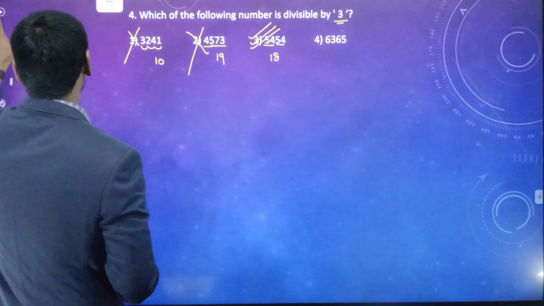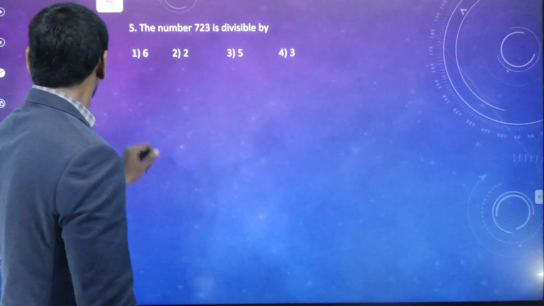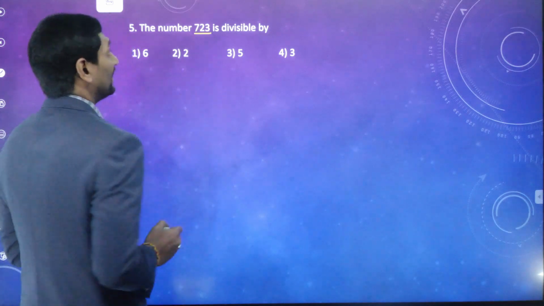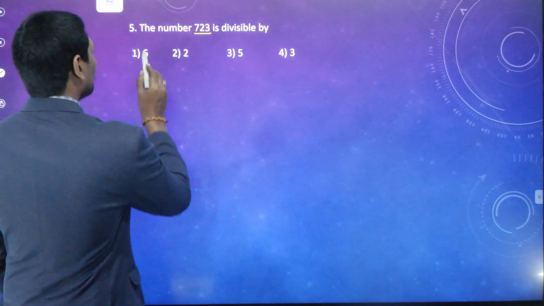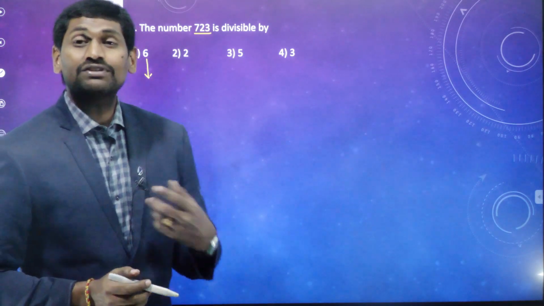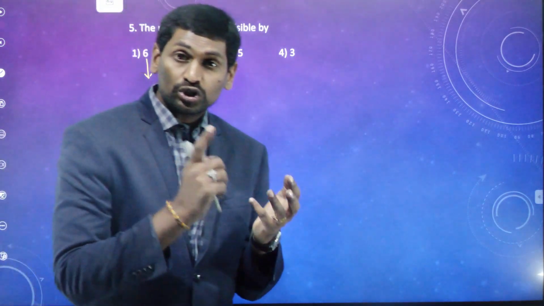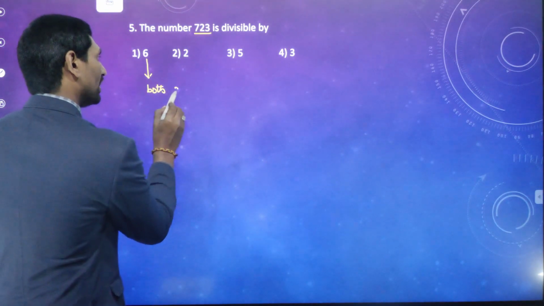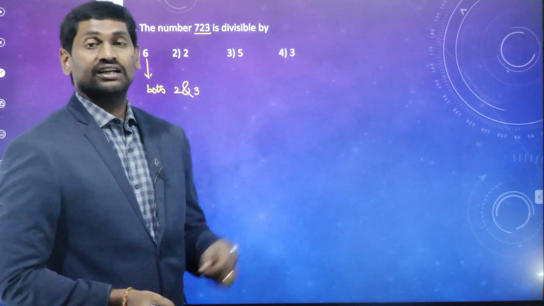Next question, question number 5. The fifth question is given that the number 723 is divisible by. Let us go through the options first. The first option is divisible by 6. What is the divisibility rule for 6? If a number is divisible by both 2 and 3, then the entire number is exactly divisible by 6.